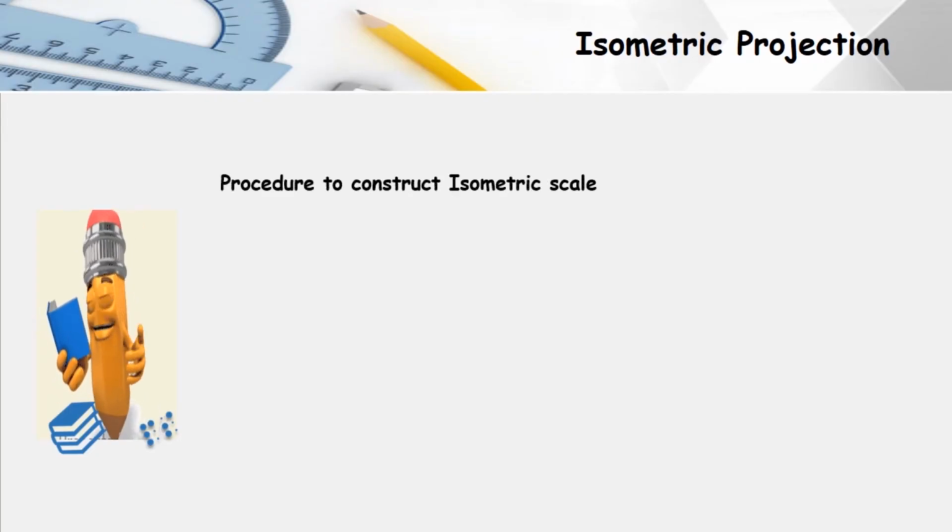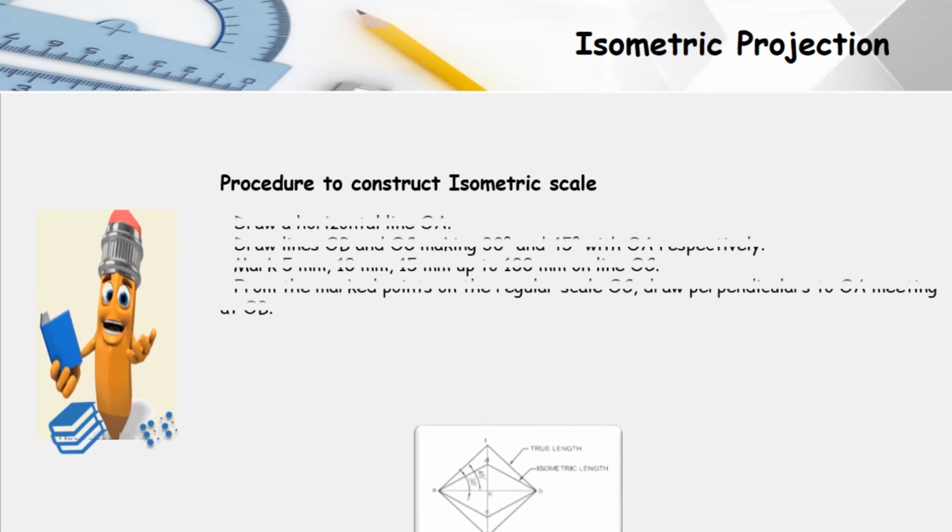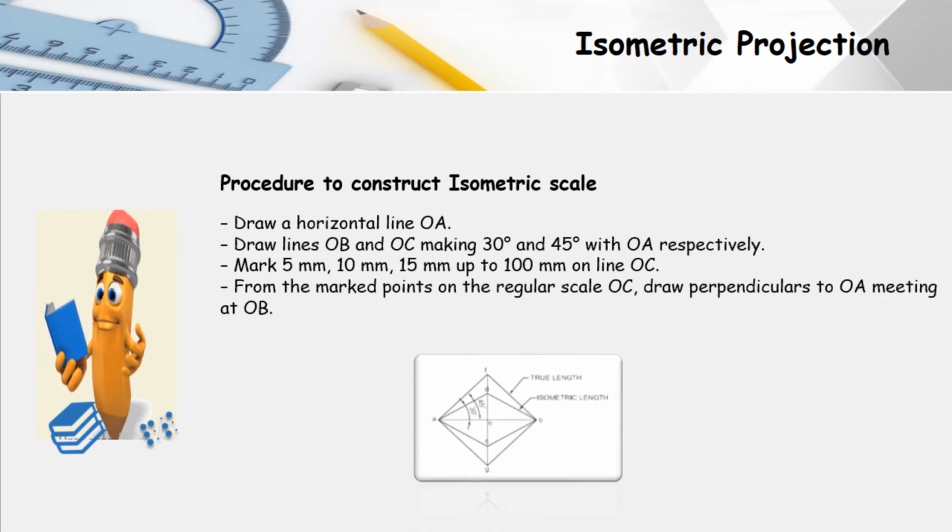Procedure to construct an isometric scale. Draw a horizontal line OA, and draw lines OB and OC making 30° and 45° with OA respectively. Mark 5 mm, 10 mm, 15 mm up to 100 mm on line OC. From the marked points on the regular scale OC, draw perpendiculars to OA meeting OB. It can be seen in the picture mentioned below.